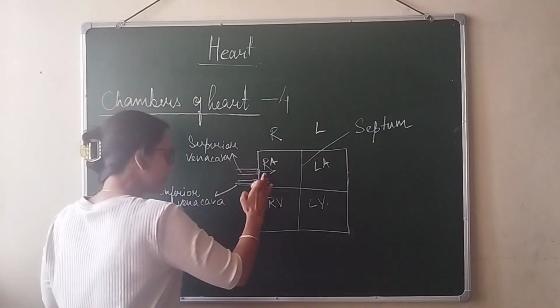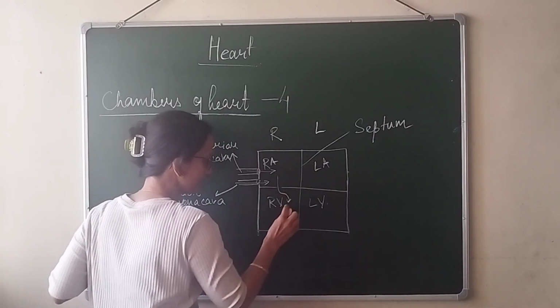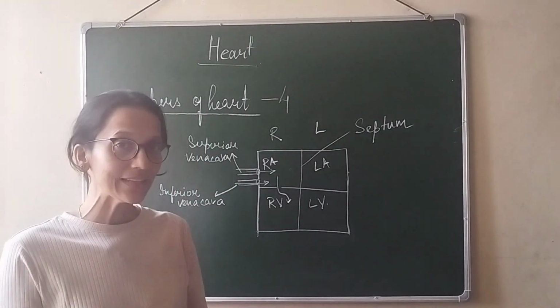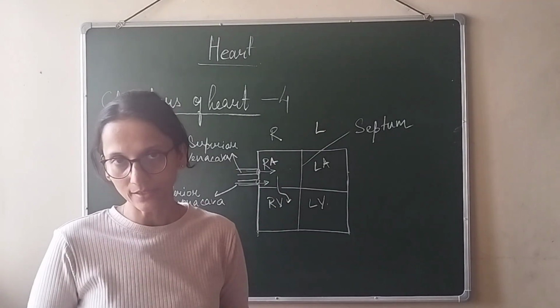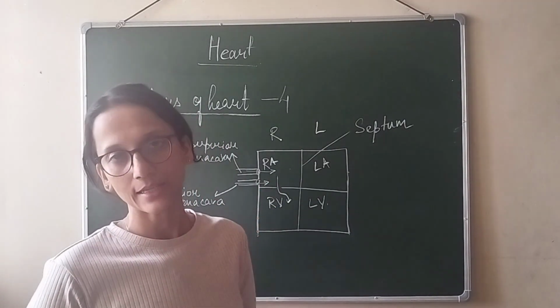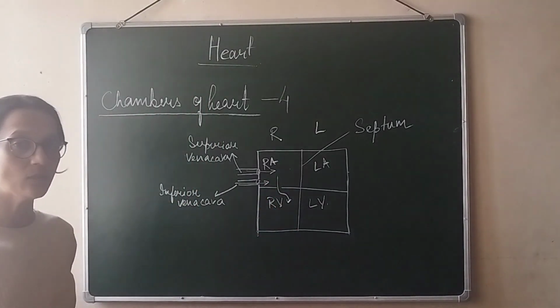Now from here the blood goes to the chamber which is ventricle. So very clearly we can see the function of the atrium is just to collect the blood and to push the blood to the next neighboring chamber. That is why they can afford to remain thin walled.